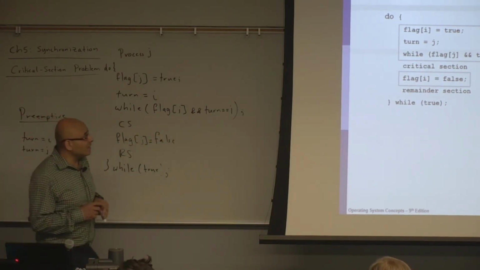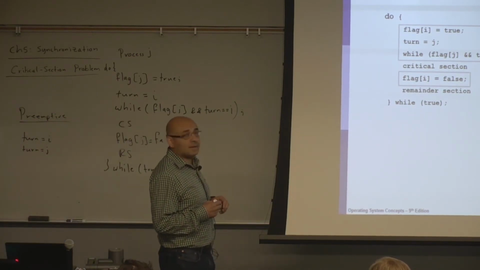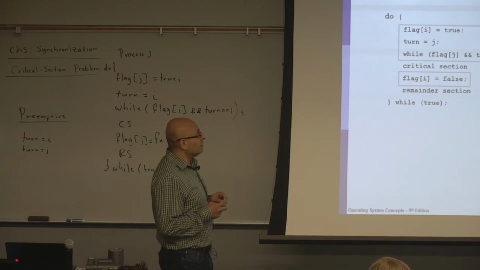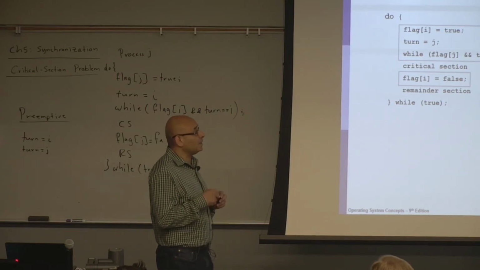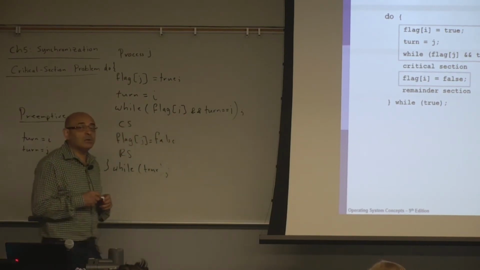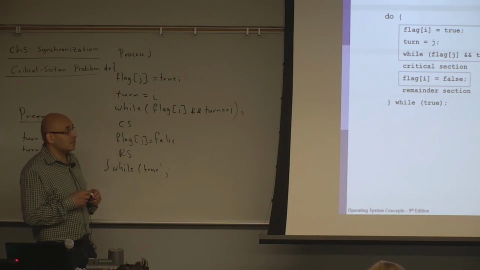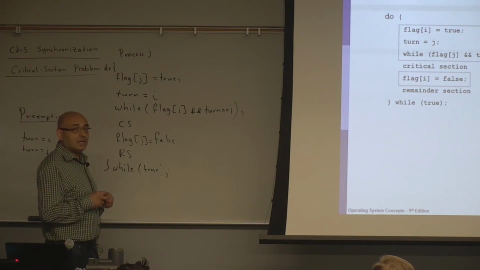So we can understand this by asking the question: if a process attempts to enter the critical section 2 times in a row, while the other process is waiting, will it be able to do that? Will a process be able to enter the critical section 2 times in a row while the other process is waiting? Yes or no?